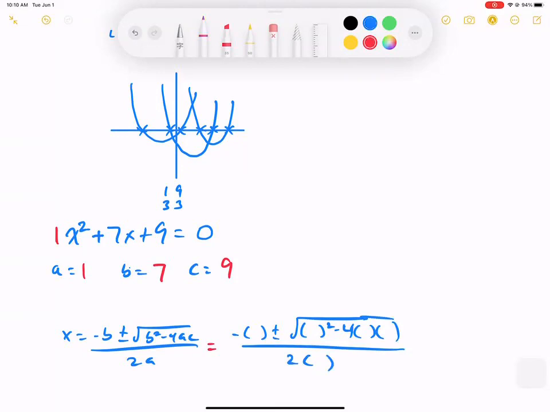And now we just copy a, b, and c. X equals negative b, which is 7, plus and minus square root of b squared, which is b again, minus 4ac. A is 1, c is 9, all over 2a. Okay, it's a pretty easy pattern once we get used to it. If you're paying attention, this should be catching on for you right now.